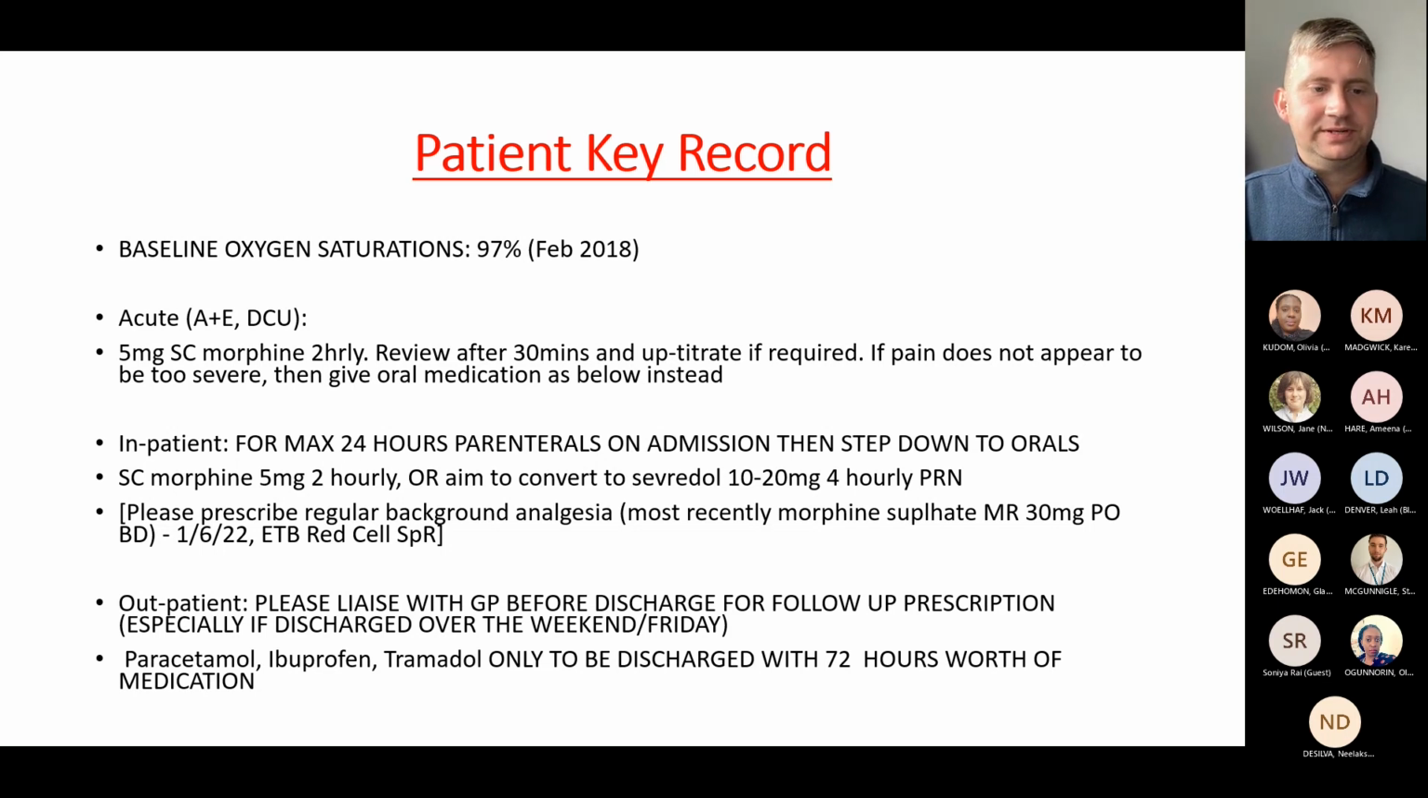And then for outpatients, we need to liaise with the GPs before discharge for follow-up prescriptions. So say our patients are being discharged with a few days worth of opiates for when they get home. Some of our patients are on home opioids anyway, so we liaise with the GP to say, this is what we're doing, this is our weaning plan, are you happy to continue? And because of this, our discharge summaries need to be finished and written as quickly as possible so the GP can have a record of that.